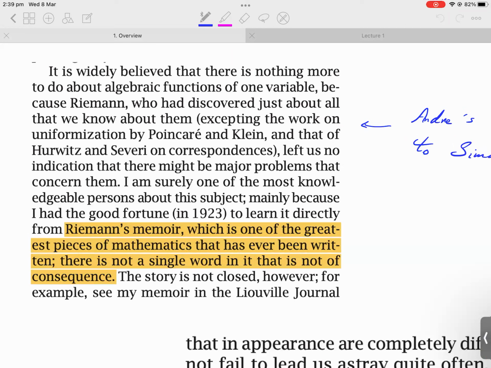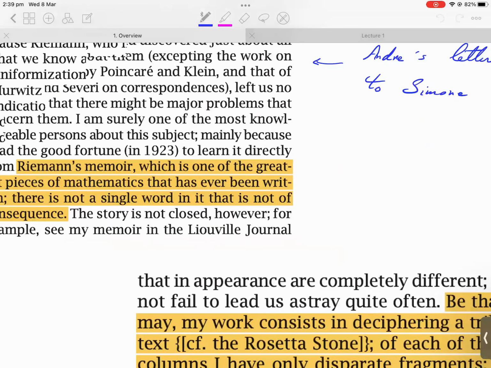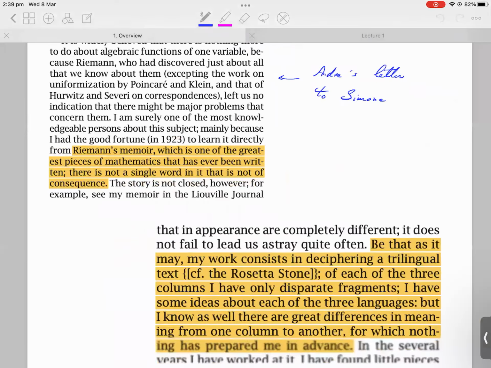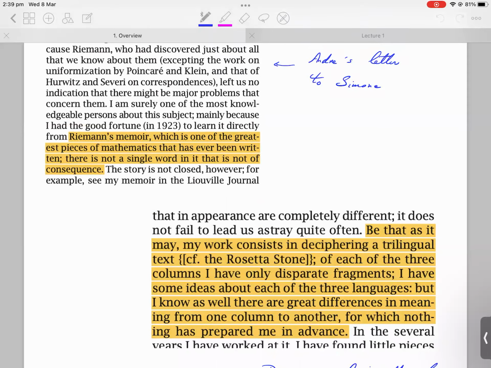André was not known to be humble, mainly because I had the good fortune to learn it directly from Riemann's memoir, which is one of the greatest pieces of mathematics that has ever been written. There is not a single word in it that is not of consequence. The story is not closed, however, he goes on to say. And then he says, my work consists in deciphering a trilingual text.